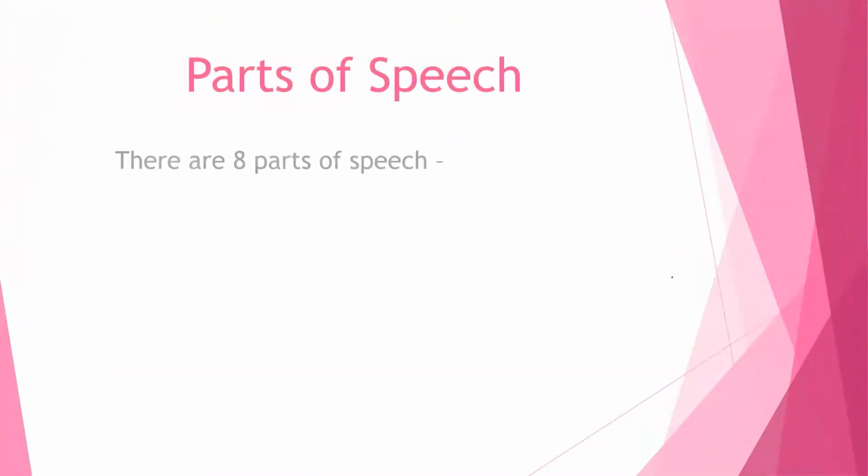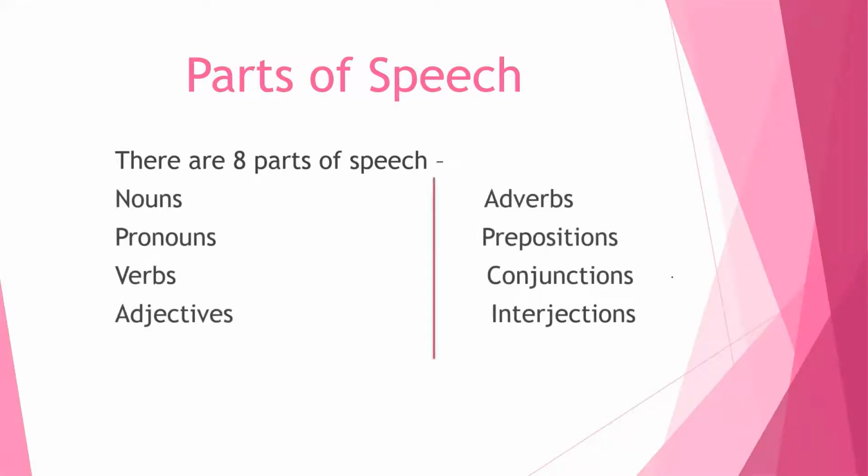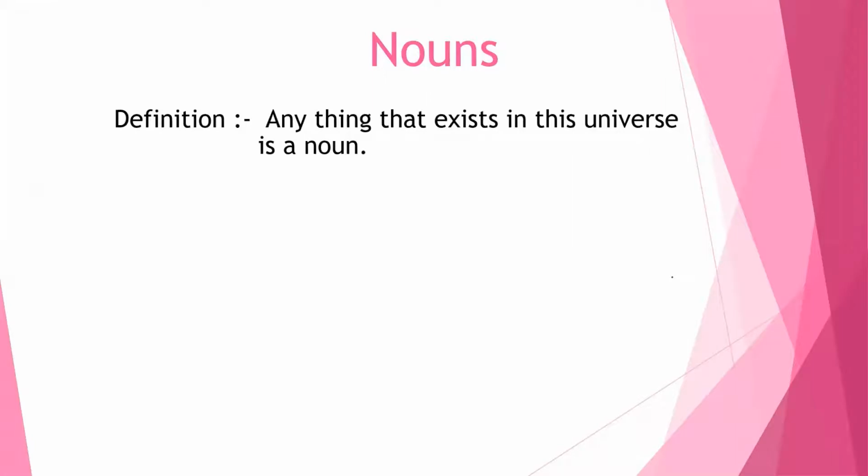Parts of speech. There are a total of 8 parts of speech. They are nouns, pronouns, verbs, adjectives, adverbs, prepositions, conjunctions, and interjections. In this video, you will learn about nouns. Anything that exists in this universe is a noun.